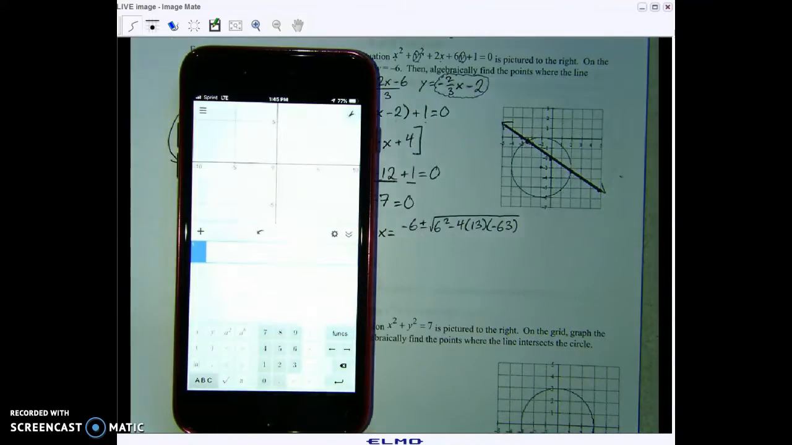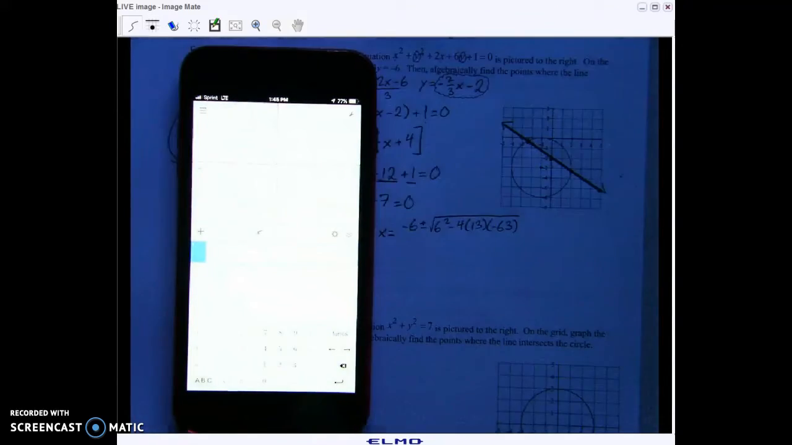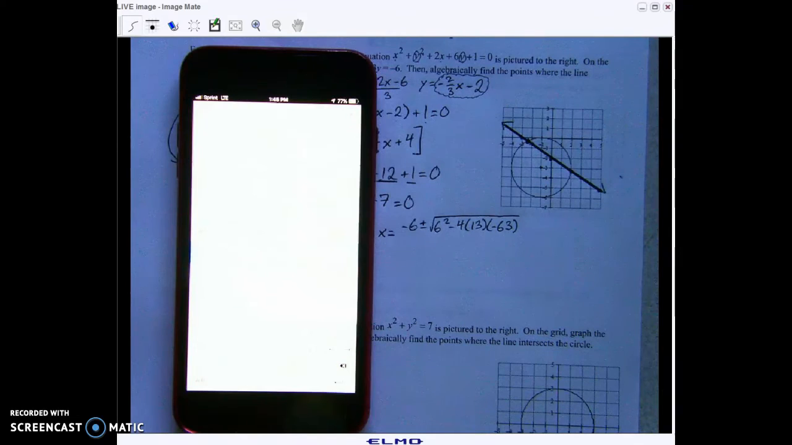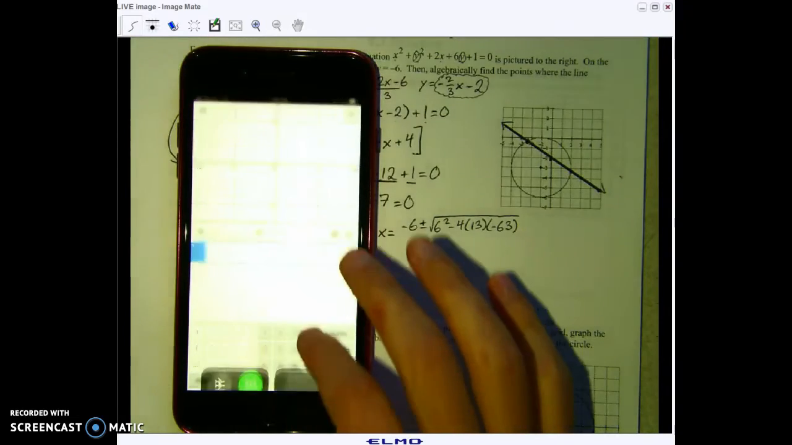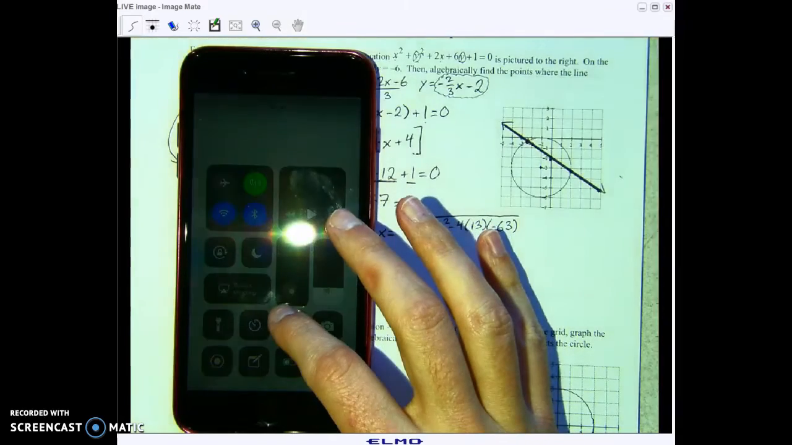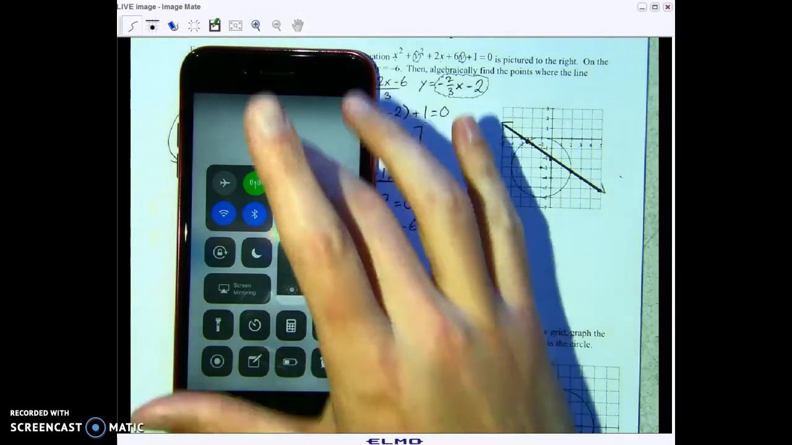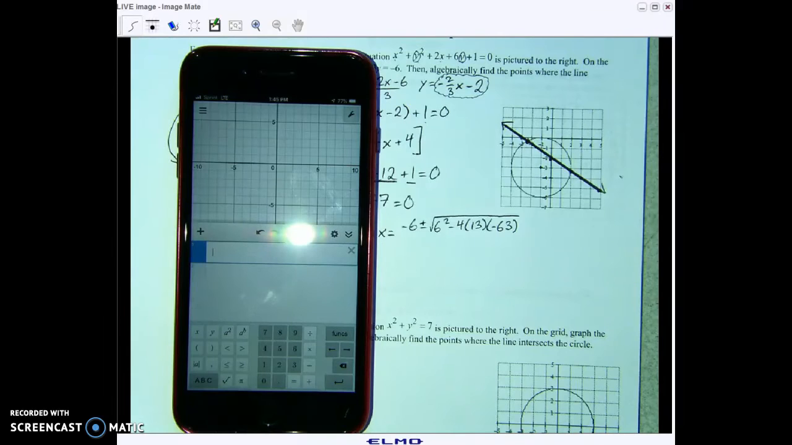Okay, and I'm going to turn the brightness off for just a moment. That doesn't really help. Hang on, let's turn the light back on and turn the dimness down. All right, that's a little better.